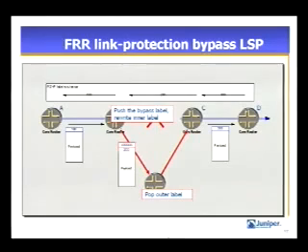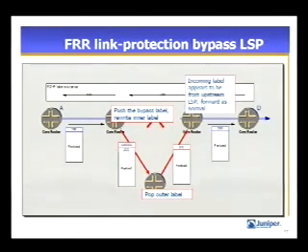When router E receives that two-label stack packet, it will pop off the outer label and forward it to router C, and router C will receive the inner label of 200. In this case, this was the originally signaled label, and it won't know that there was a failure that had occurred along the LSP, and it will forward it as if nothing had happened.